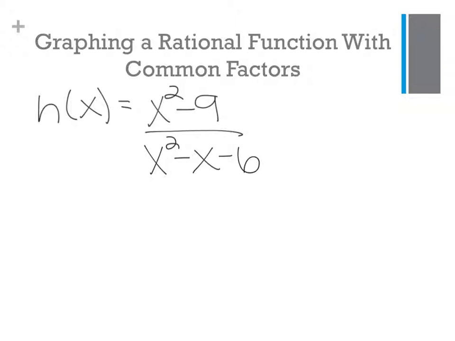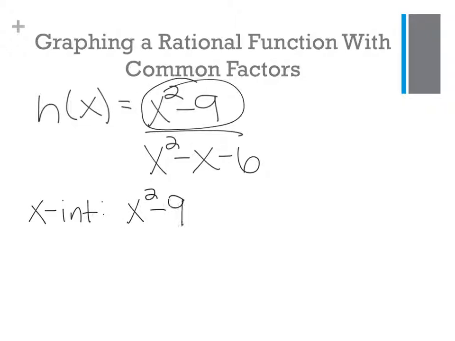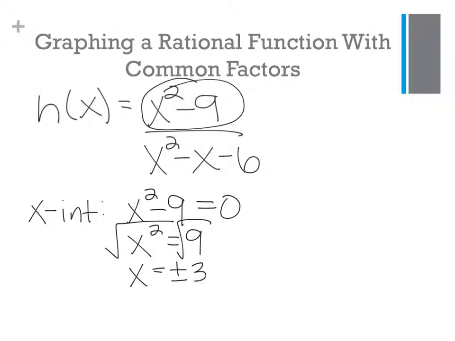Our x-intercept, or the zeros of our function, is where the numerator is equal to 0. So if I set x squared minus 9 equal to 0, that gives me x squared equals 9. And if we square root both sides, we get x equals plus or minus 3 as our solution. Both 3 and negative 3 squared give me a positive 9.